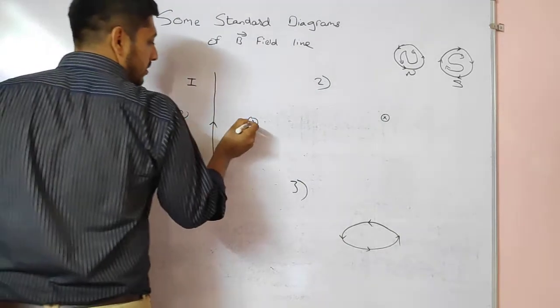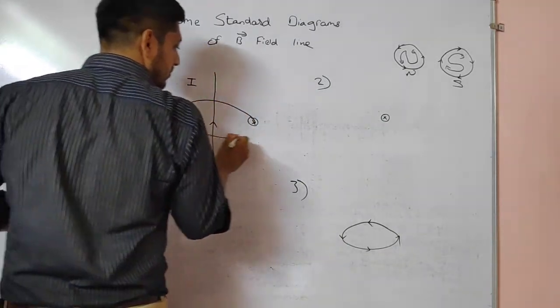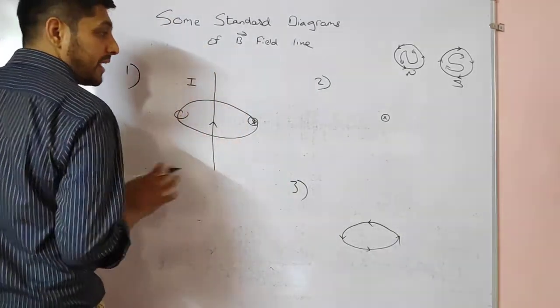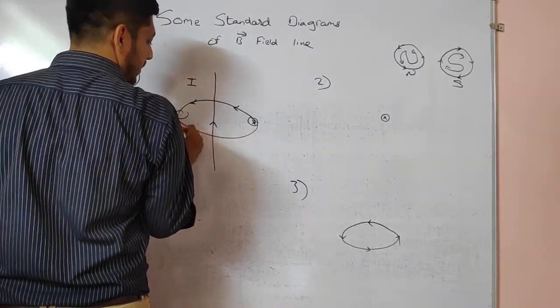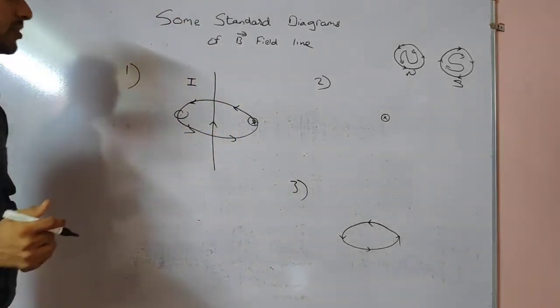So we can write it in this manner. And the direction will be inside. Okay. So this will be the direction of magnetic field. I hope this much is very clear.